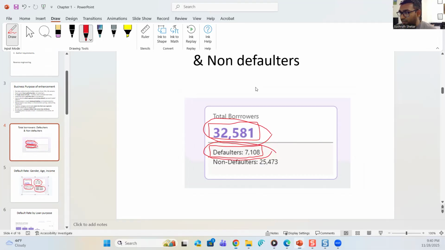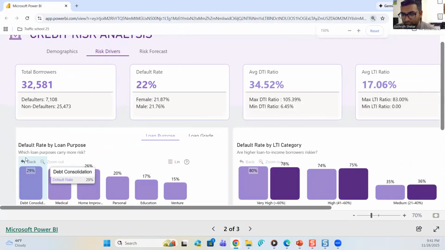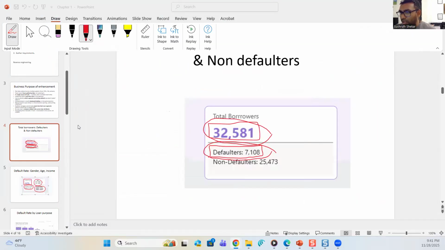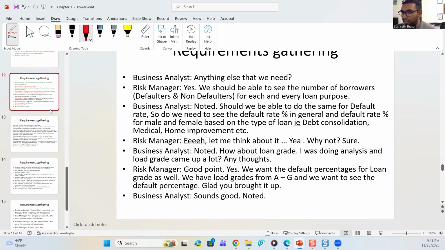In other words, this 29 percentage that you see in here, and this 27 percentage medical, this 26 percentage home improvement, I'm asking, is that the percentage of this 32,581, which is the total borrowers, or 7,108, which is the total defaulters? That's what I'm trying to figure out as a BA.